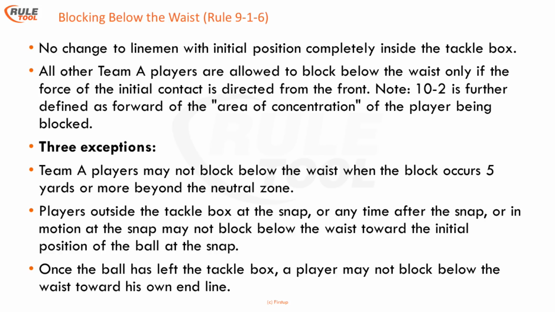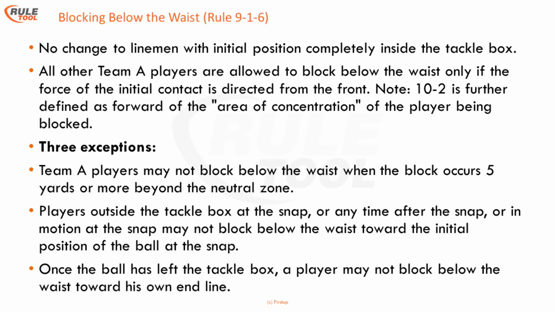Now, there are 3 exceptions, and the first exception is probably the biggest. Team A players cannot block below the waist if the block occurs 5 yards or more beyond the neutral zone. So once the player gets downfield, no blocking below the waist, but that still allows the offense to block against a corner that comes up in run support, or if there's a bubble screen. If it's within 5 yards of the line of scrimmage, then the offense can block there.